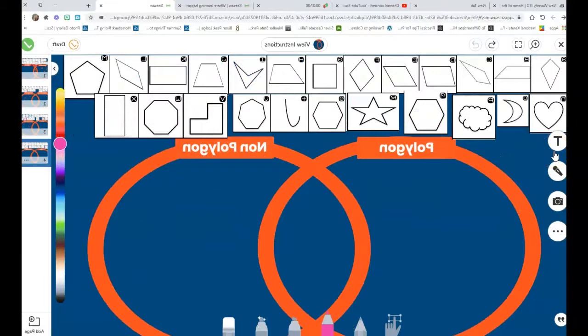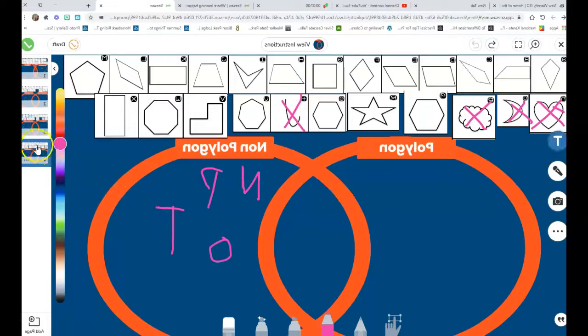Polygon, non-polygon. This should be the easiest one now. Which ones are not polygons? Kelsey? Heart, so that's N. The cloud. The hook, okay, T. So we got that one, the cloud, and the heart. Anything else? The moon. That's straight and it's closed. So what are all the ones that are left? Are they polygons? Yes. So you would put everything else over here on this side.